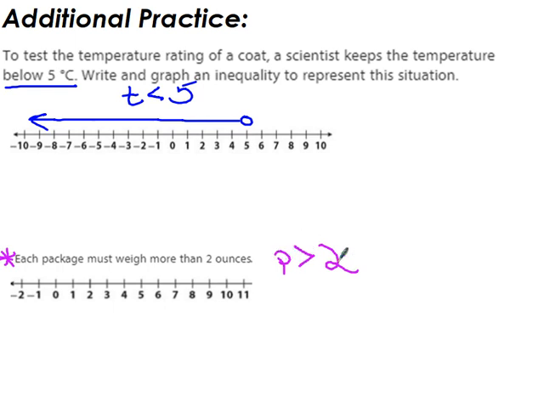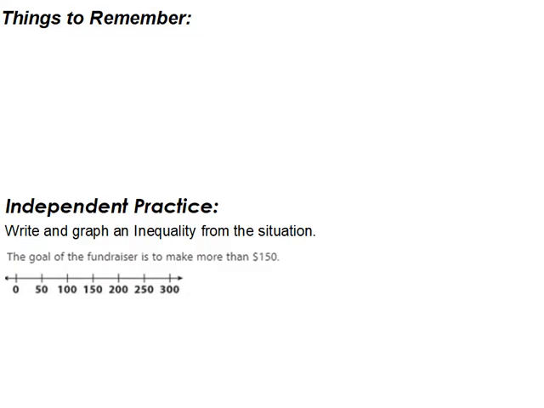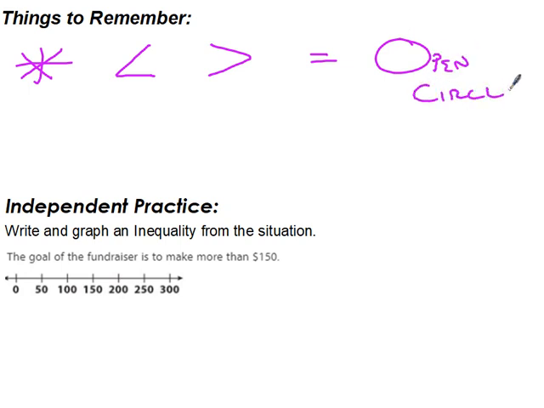Okay, so for things to remember, I would actually put less than or greater than equals an open circle. So you can even, instead of actually putting the open circle, because that might look like a 0, put open circle, and then maybe show an example of that. And also put less than or equal to, greater than or equal to, even closed circle. And maybe we'll have an example of that.